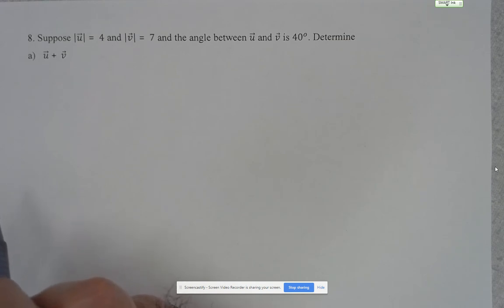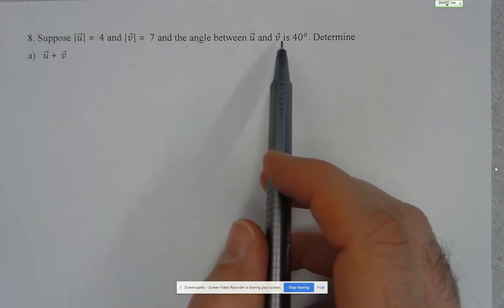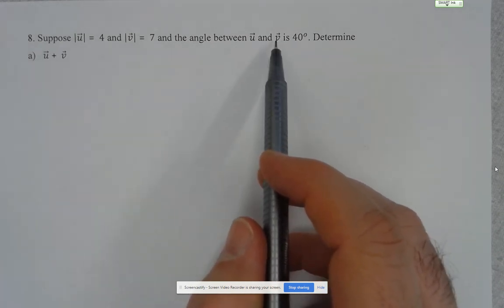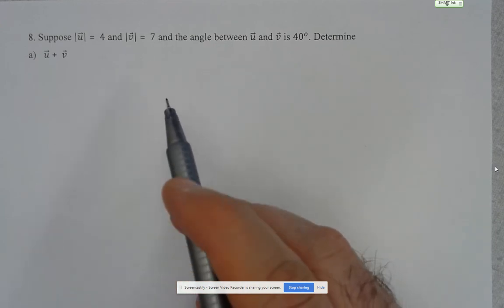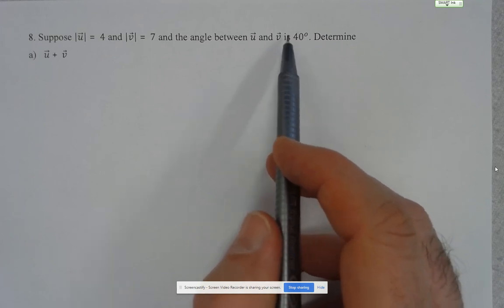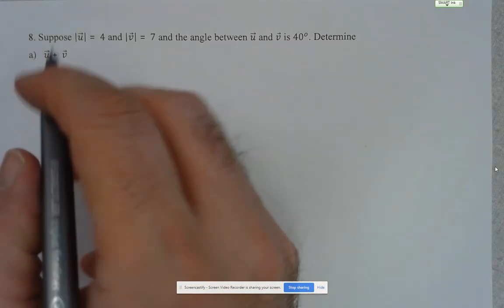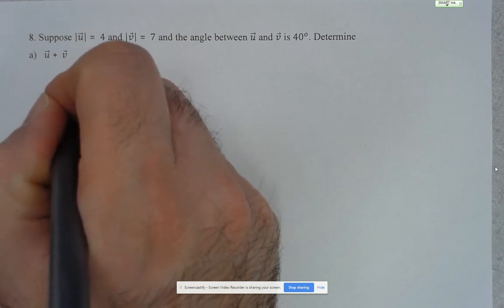Because they're giving us the angle between them, the angle between two vectors is assumed to be with the two vectors drawn tail to tail. So that's how I'm going to start off my problem. Because they don't give me any direction, all they give me is the relationship between the two, I can draw U and V anywhere. So I'm going to draw it so I get something nice. I'll draw, say, U here.